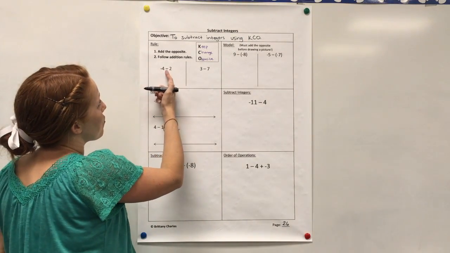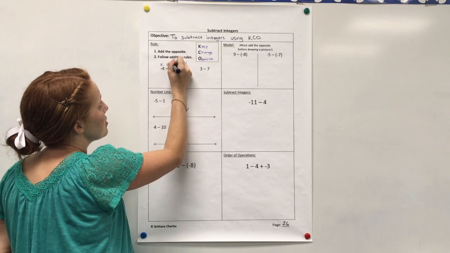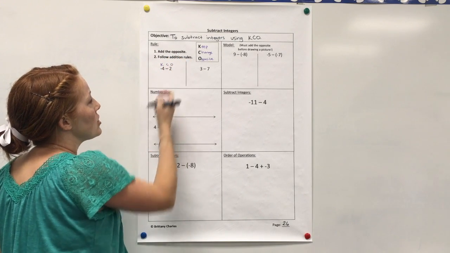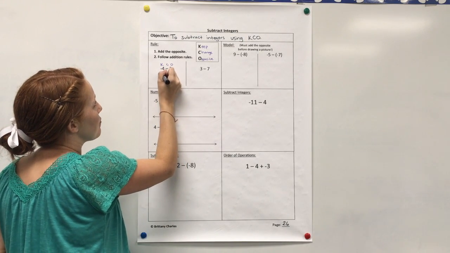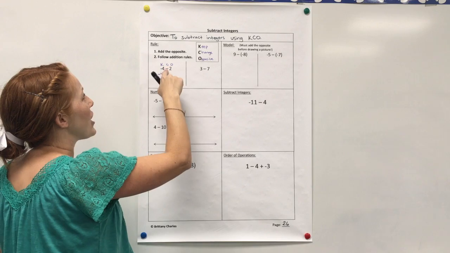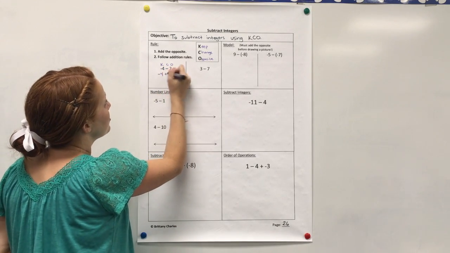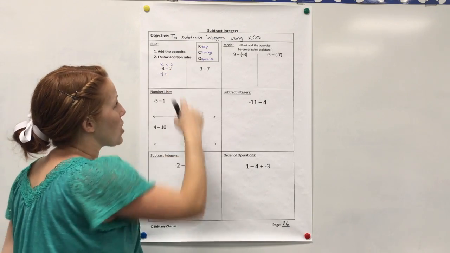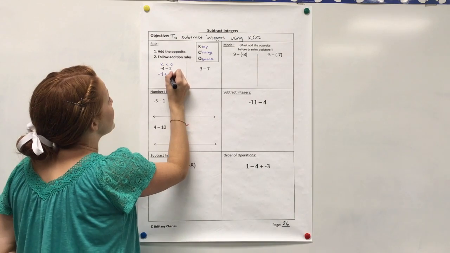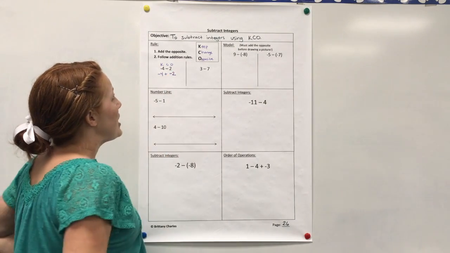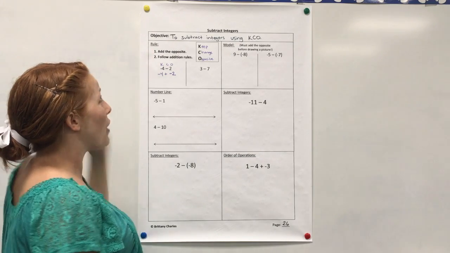So we have -4 minus 2. Well, I'm going to write KCO above each part. The first thing I'm going to do is keep the -4. Then I'm going to change the minus sign to a plus. And then the second number, I'm going to turn it into its opposite. What's the opposite of 2? -2. Now that I've added the opposite or done KCO, I'm going to follow addition rules.